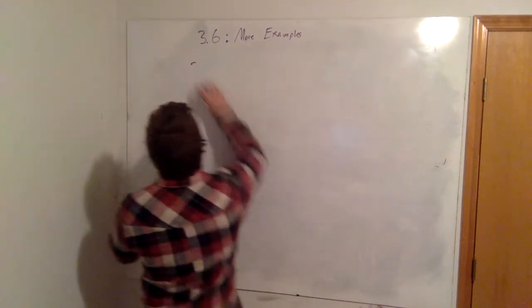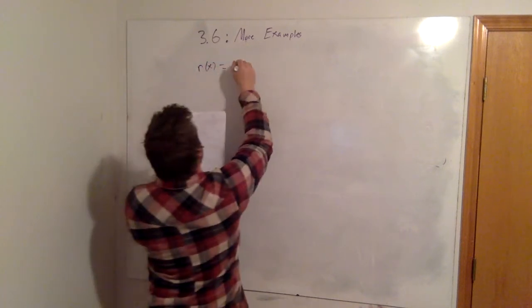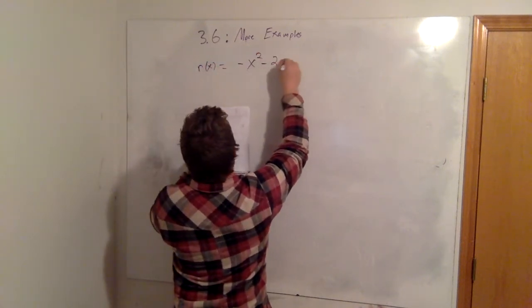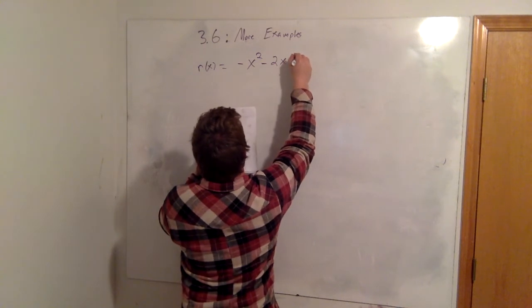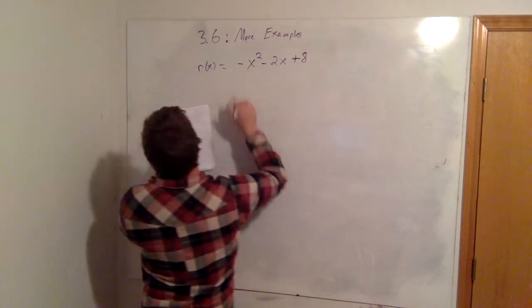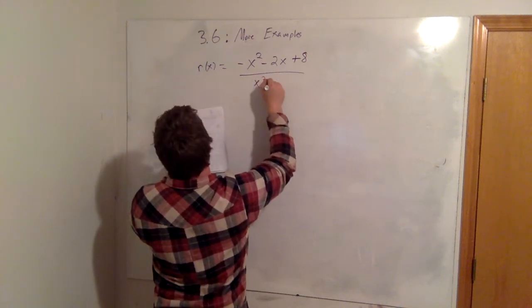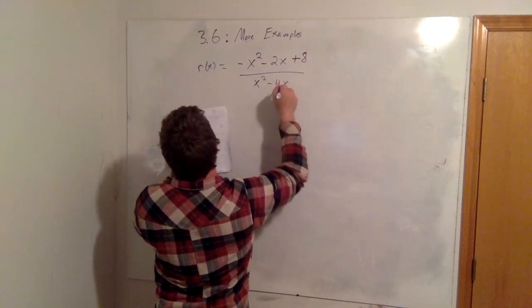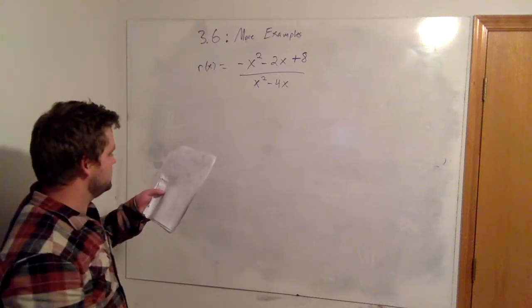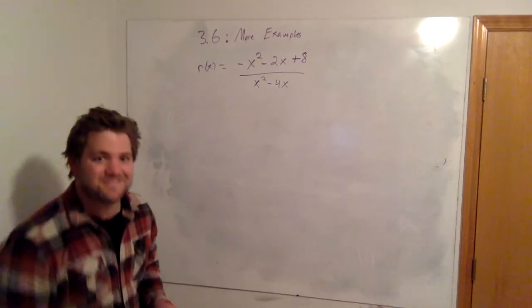Let's say that we have r of x is equal to negative x squared minus 2x plus 8, all over x squared minus 4x. Go ahead and give this one a shot.